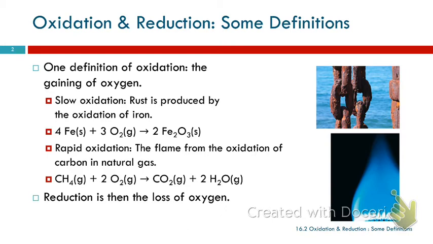What do you need for a fire? You have to have oxygen. So here we have methane, natural gas, reacting with oxygen. And now the carbon has oxygen. It has gained oxygens. So the carbon has been oxidized. Oxidation is gaining oxygen, so then reduction is the opposite of oxidation. Reduction must be losing oxygen.